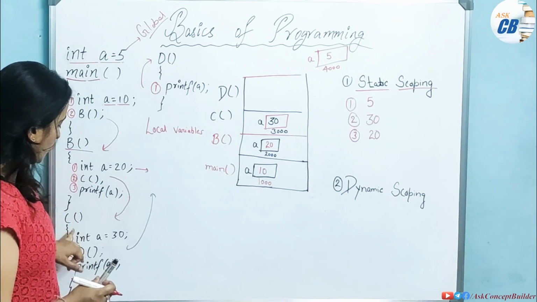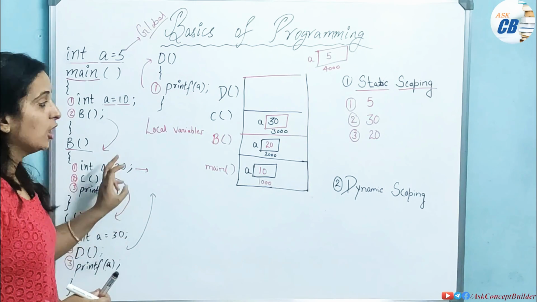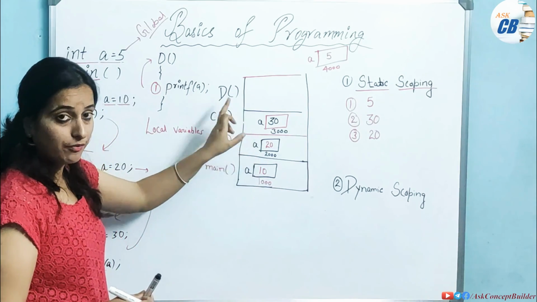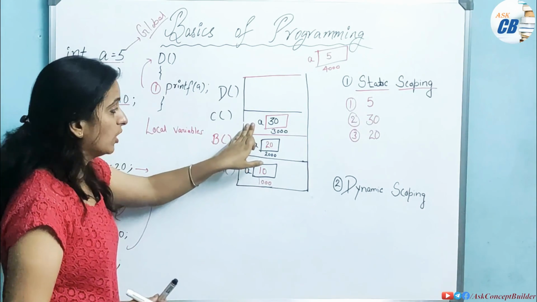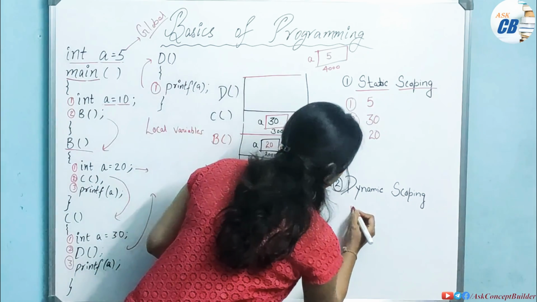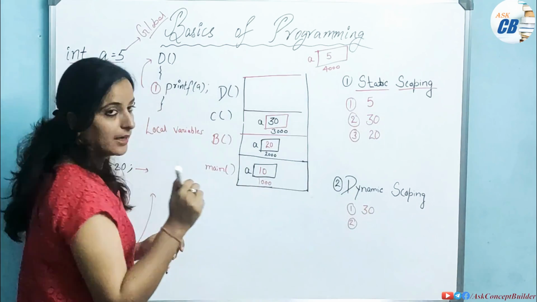This D is called from the C function here. Okay, and this function only is the nearest to it. So the value which is nearest to it, from where it is called, you will print that value. Now for this time printf A, the value A equals 30 will be printed. Fine. So this is the only difference between static and dynamic scoping.